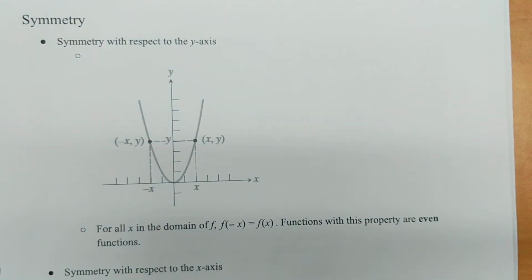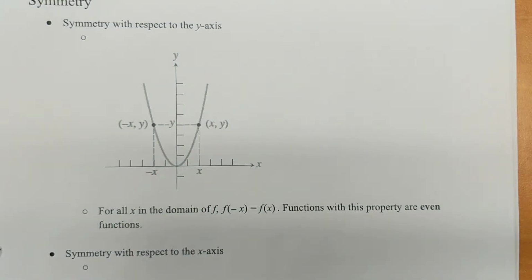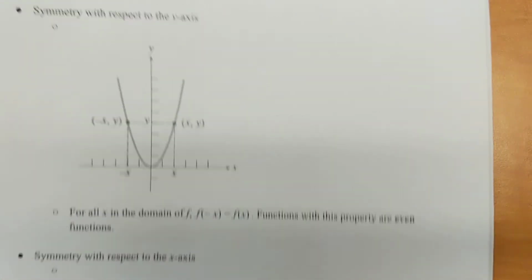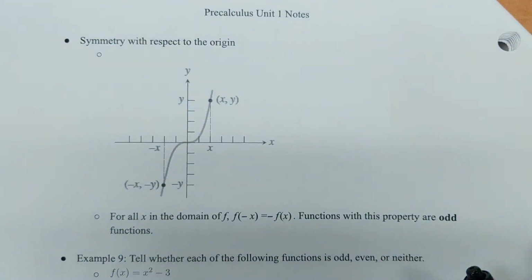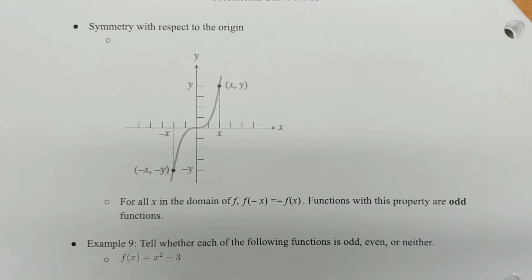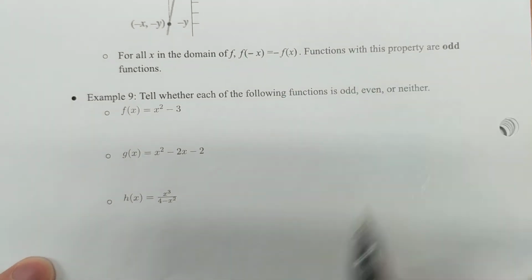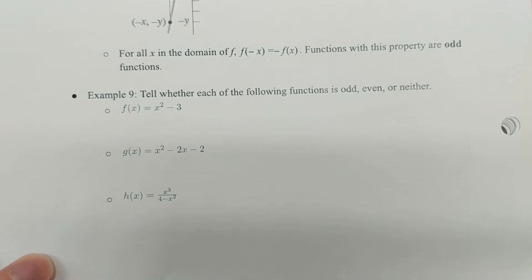All right, so we've got symmetry here. This first one is y-axis symmetry, so it's mirrored across the y. The second one is x-axis symmetry, mirrored top to bottom. And then the third one is origin symmetry, mirrored across the origin, upper right to lower left. Now, the math behind this is actually relatively straightforward. Origin is referred to as odd, and y-axis is referred to as even.